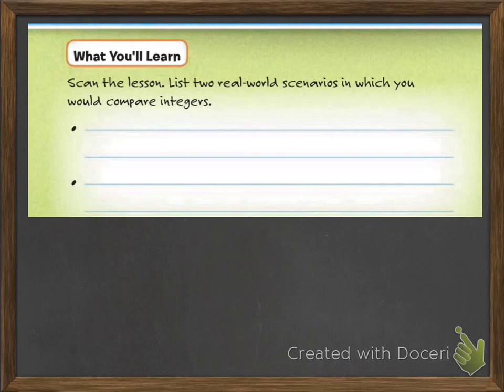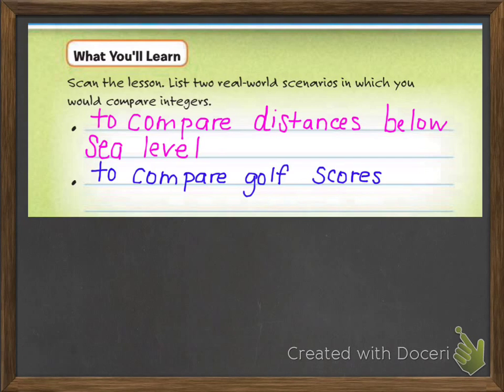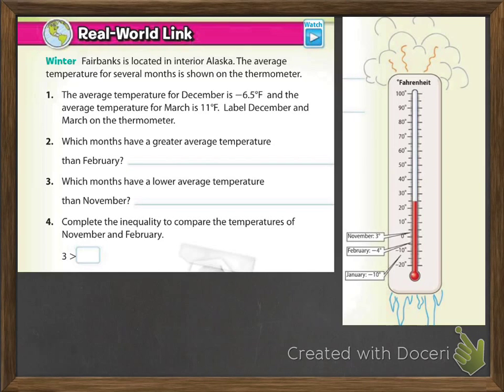One instance is one of the problems that we've already done. You can just know this: you are going to use integers to compare distances below sea level. Another real-world situation where you would use integers is to compare golf scores. Remember in that last section we talked about par and what under par means. So you want to make sure you get those on your list. Now onto the real-world link.